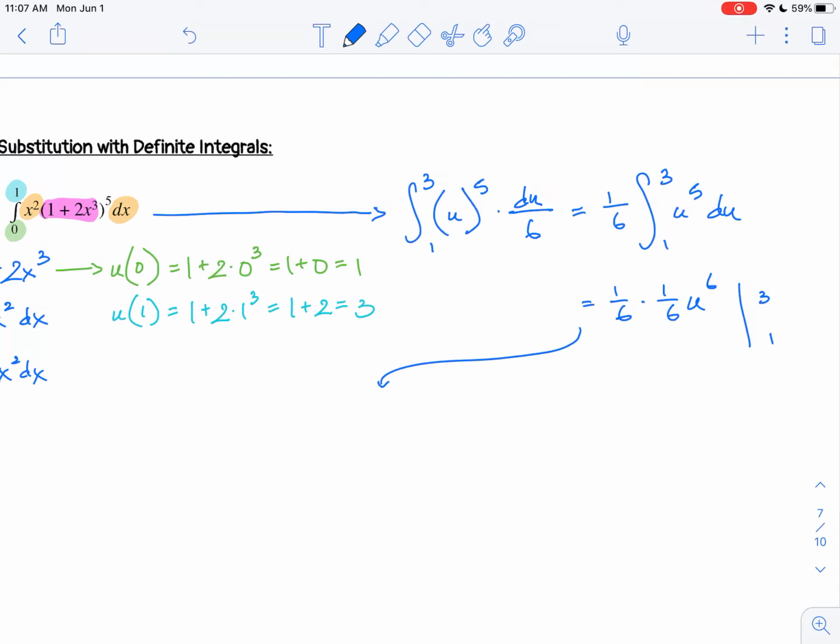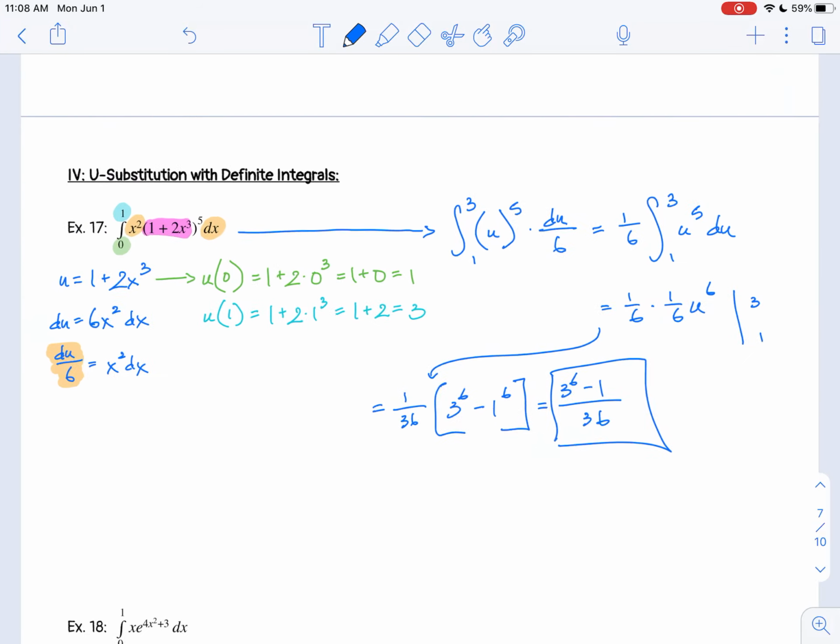So let's bring this over here. I'm going to go ahead and take that 1/6 times 1/6 and make it 1/36. And that means that now I have 3 to the 6th minus 1 to the 6th. Okay? And now, what do we get? Well, we have 3 to the 6th minus 1 over 36. And it's okay to leave our answer like that.